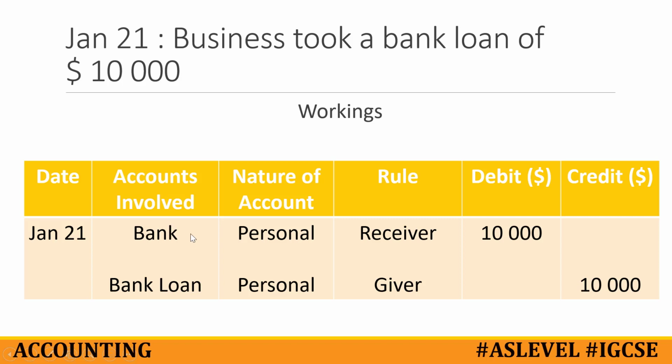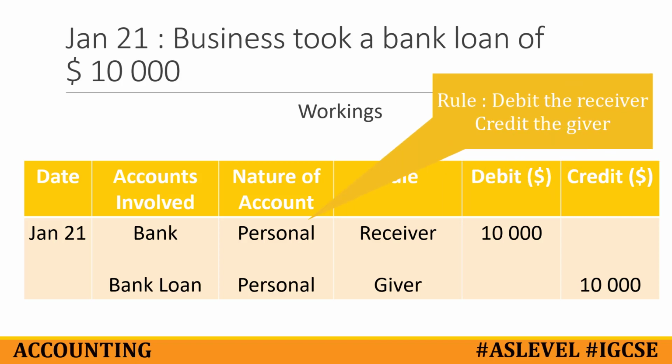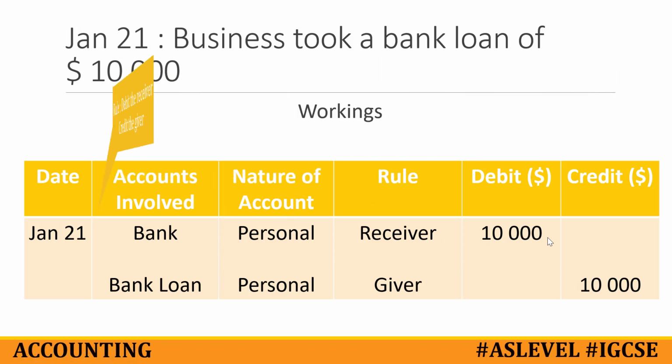Now, bank is the account of an organization, and whenever the account of an individual or an organization is there, then the rule for personal account is applied to it. And the rule of personal account is debit the receiver and credit the giver. Here, the business bank account is the receiver. Therefore, it needs to be debited by amount 10,000.